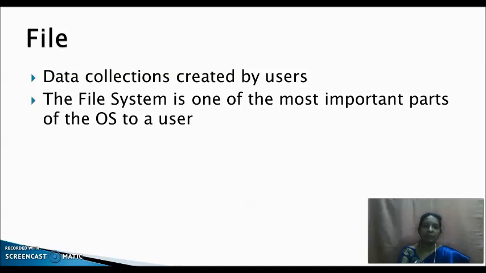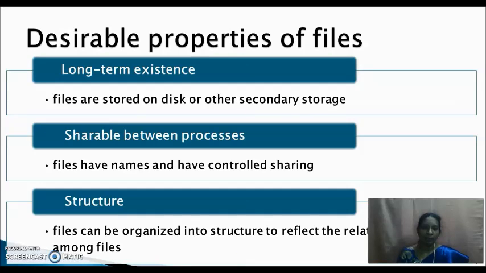As I said earlier, file system is one of the most important parts of the OS. Data collections created by users are also known as files. We have three desirable properties of files. First one is long-term existence, second one is shareable between processes, and the third one is structure. Long-term existence means files are stored on disk or other secondary storage devices. Second one is shareable between processes. It means files have controlled sharing between processes. Structure. Files can be organized into structure to reflect the relationship among files.